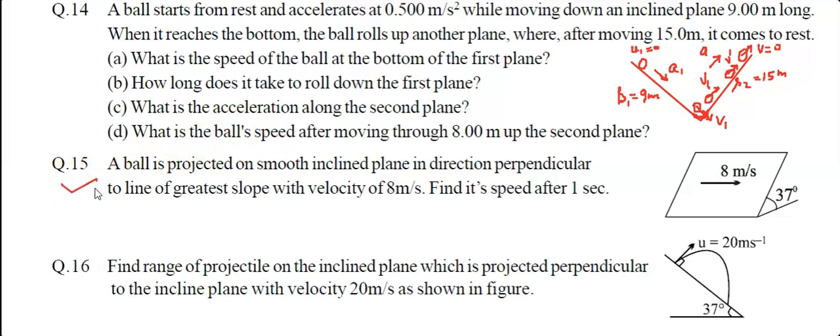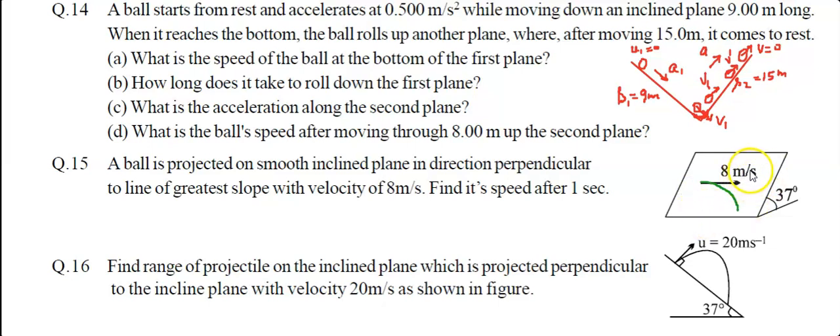Question number 15. A ball is projected on a smooth inclined plane in a direction perpendicular to the line of greatest slope. So that is the line of greatest slope, and perpendicular to this, that is, at 90 degrees this way, it has been thrown. Find its speed after 1 second. So that's a projectile. If you throw like this, how is the projectile going to go? It's going to follow this way. Right? And this is a plane.